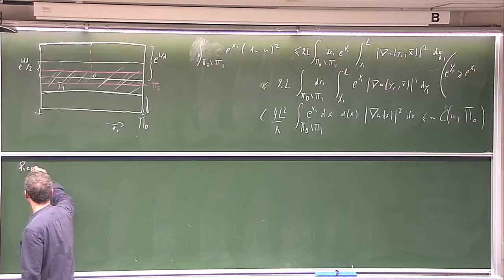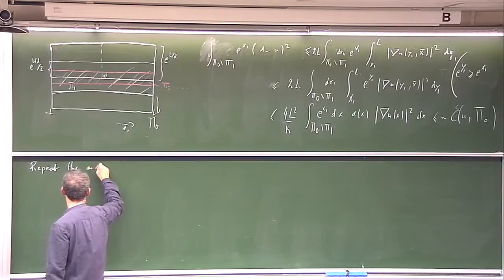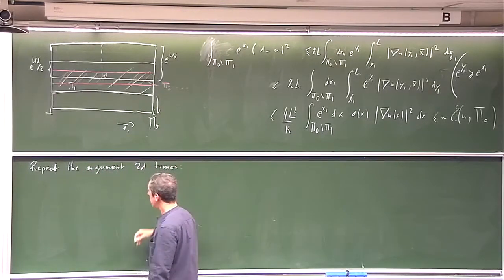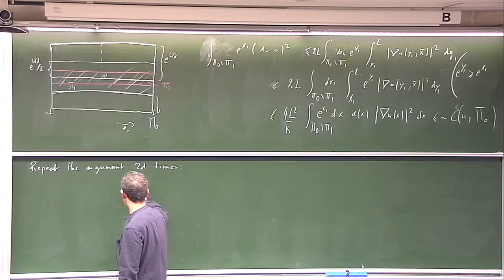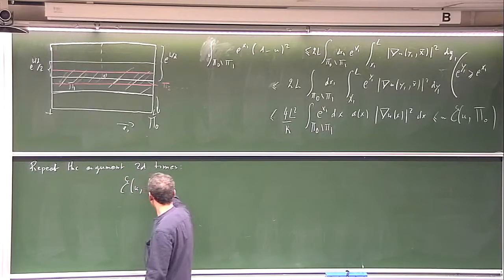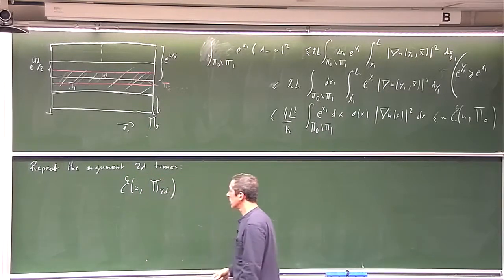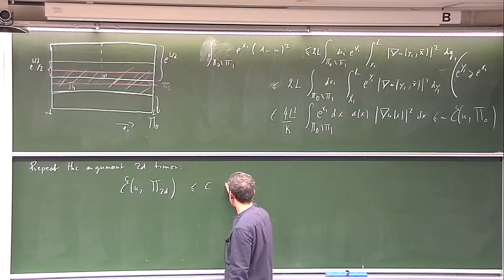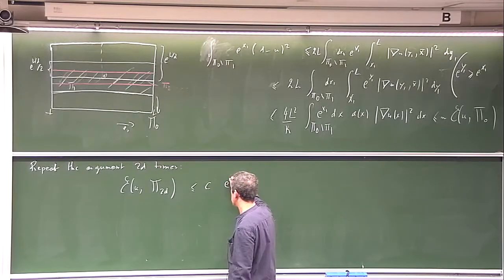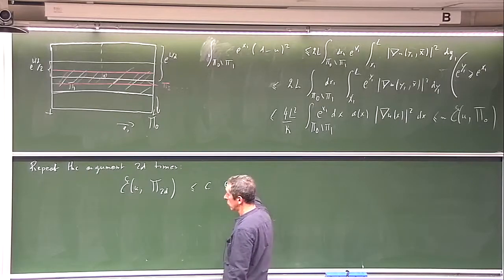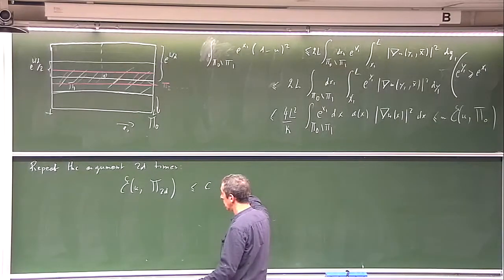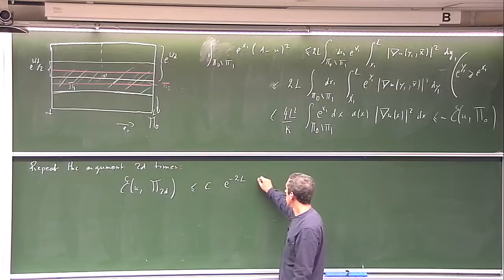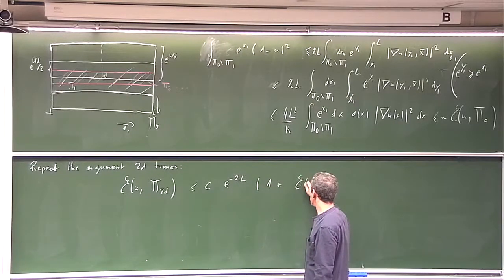So what you do is you repeat the argument 2D times in order to get something of the form that the energy of U on the domain that you get after dividing the length by 2D times will be smaller than some constant, which is a bit different from the previous one, but doesn't matter. Exponential minus L over D 2D times, so minus 2L. And then we still have something like 1 plus the energy of U on pi 0.